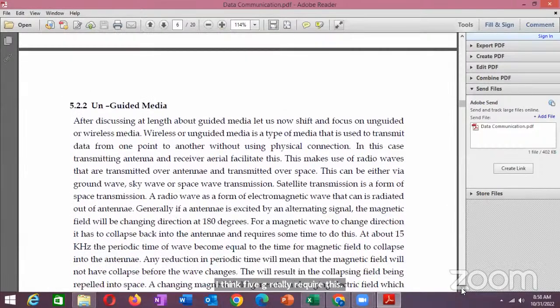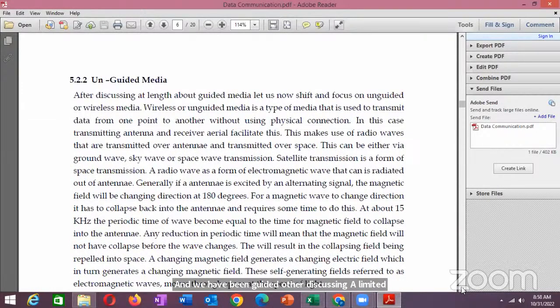Then we have unguided. After discussing at length about guided media, let us now shift and focus on unguided media or wireless media. Wireless or unguided media is a type of media that is used to transmit data from one point to another without using physical connection. In this case, a transmitting antenna and receiver aerial facilitate this. This makes use of radio waves that are transmitted over antenna and over space. This can either be via ground wave, sky wave, or space wave transmission.